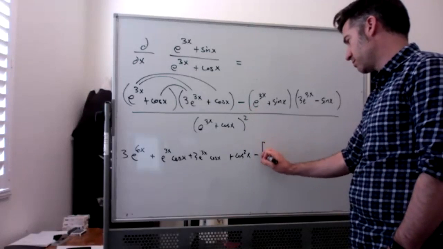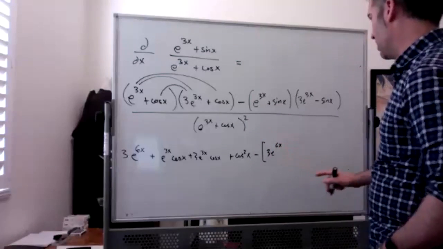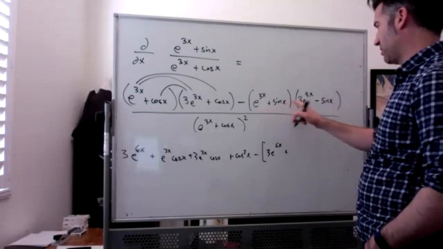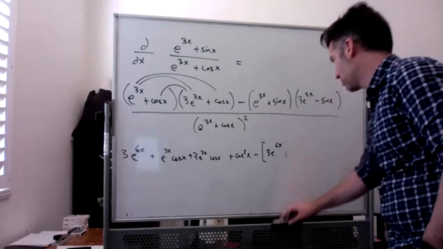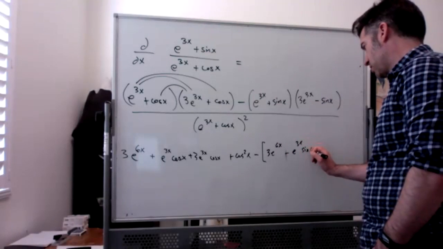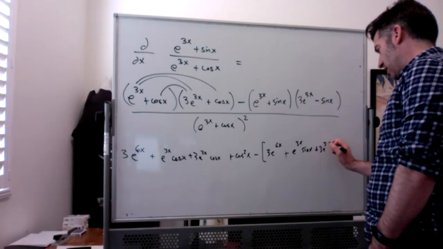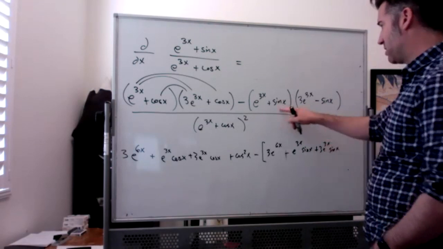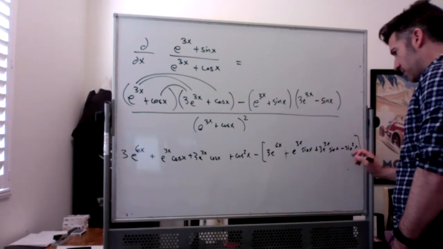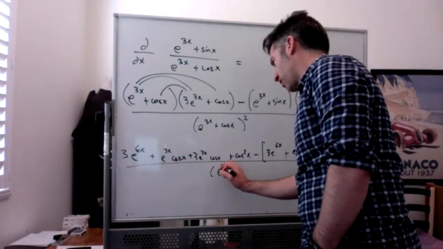Minus e to the 3x times 3e to the 3x, so 3e to the 6x again. And then we're going to get e to the 3x times negative sine, so minus e to the 3x times sine of x. And then sine of x times 3e to the 3x, so 3e to the 3x sine of x. And then sine times negative sine is minus sine squared x, all divided by the same denominator. Ugh, okay. It's kind of gross.